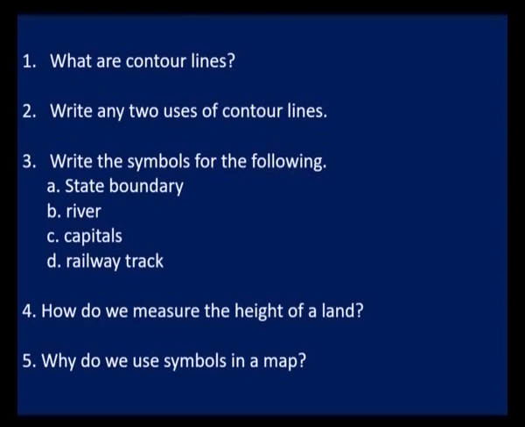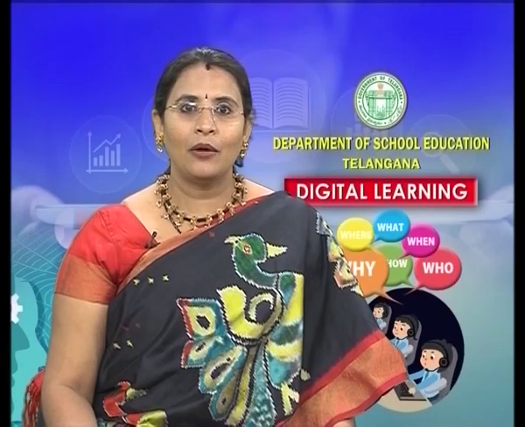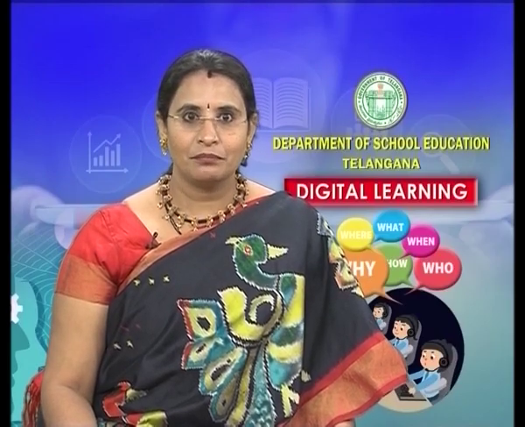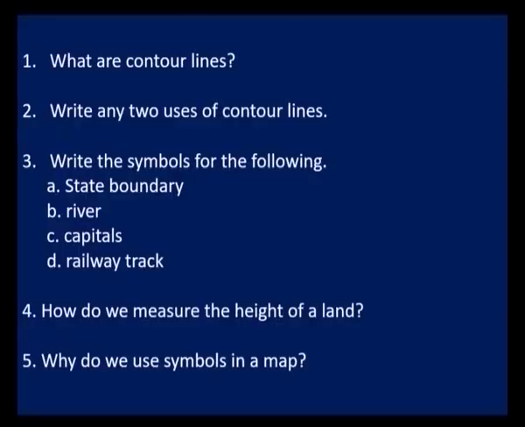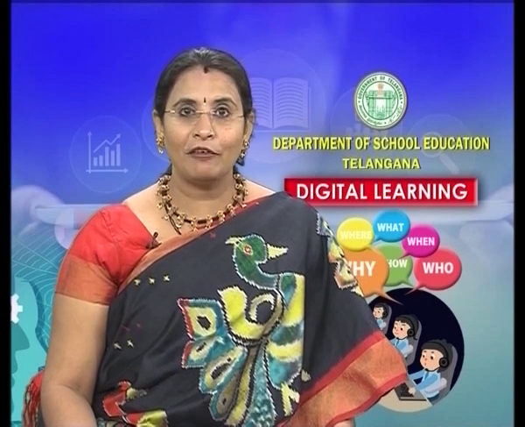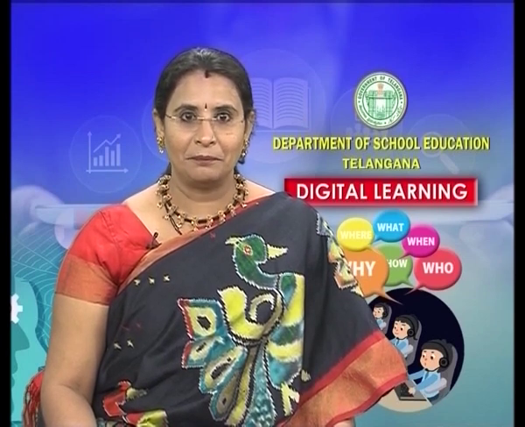Our next question is, write any two uses of the contour lines. Yes, contour lines are used for locating the places and to know the nature of the landforms, either a steep slope or a gentle slope. Do you remember, children? Okay. Now let us write some symbols for the state boundary, for the river, for capitals and for railway track. You can refer to the map given on your page number 3.